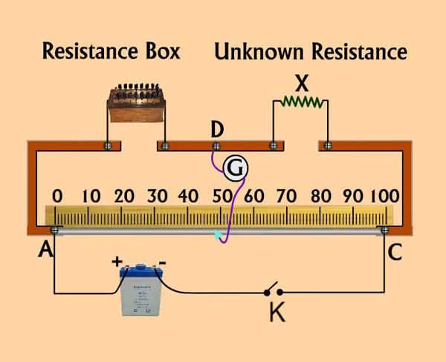Across one gap, a resistance box providing resistance, say R, and in another gap, the unknown resistance X are connected. One terminal of a galvanometer is connected to the jockey and the other to terminal D. The positive pole of the battery is connected to terminal A and the negative pole of the battery to the terminal C through a one-way key K.